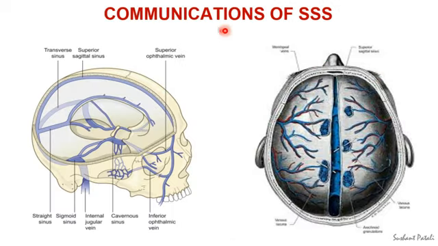Now let's talk about the communications of the superior sagittal sinus. So the superior sagittal sinus basically has three communications. The first communication is with the veins of the scalp, which is through the parietal emissary vein. So rarely there is a vein from the nose which opens into or communicates with the superior sagittal sinus, passing through the foramen cecum if it is patent. And also the superior sagittal sinus has a communication with the cavernous sinus, and this communication is through the superior anastomotic vein, also known as the vein of Trolard, and also through superficial middle cerebral veins. So these are the communications of the superior sagittal sinus.